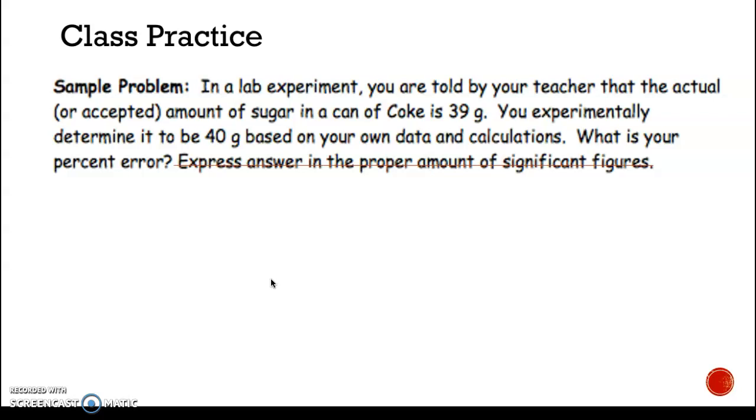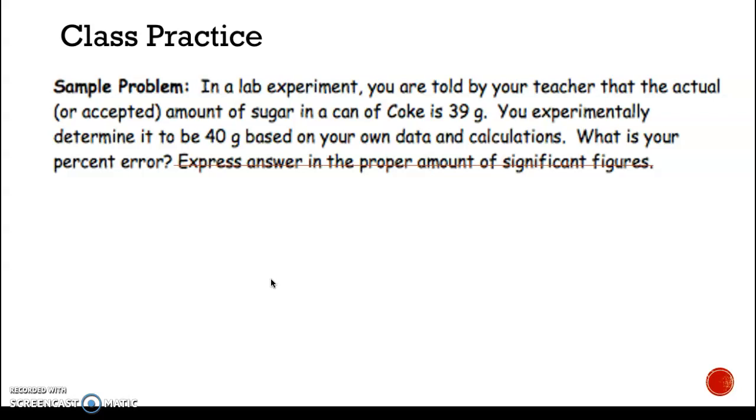So, our sample problem: in a lab experiment, you are told by your teacher that the actual or accepted amount of sugar in a can of Coke is 39 grams. You experimentally determined it to be 40 grams based on your own data and calculations. What is your percent error?